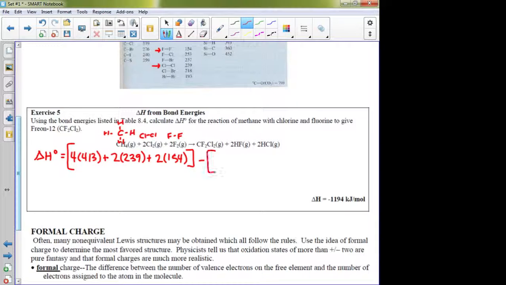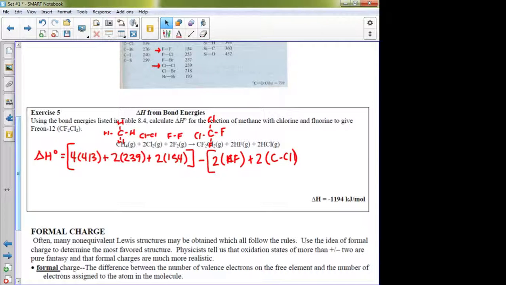Minus. Uh-oh. This one's going to get a little tricky. This is CF2Cl2. Who's going to be in the middle? Carbon. Okay. I'm going to have a fluorine, Cl, Cl. Hang on 2 seconds. So, how many carbon to fluorine bonds am I going to have? 2. So I'd do 2 times whatever it was for C-F, plus 2 times whatever it was for C-Cl. And then we would finish it out, and I'll see you tomorrow.